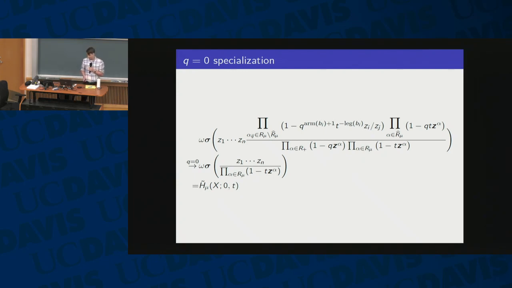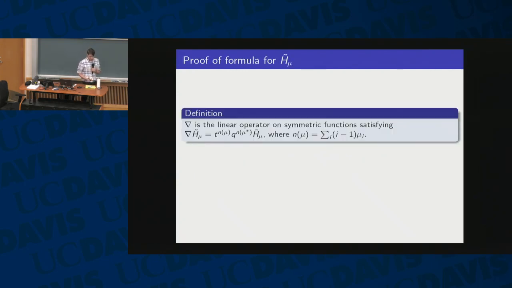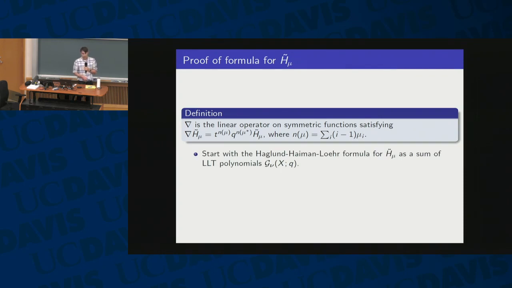Okay, so now let's talk about how we actually arrived at this and demystify that extra factor that's showing up in the numerator there. To do that, we'll need this nabla operator. The MacDonald polynomials are eigenvectors for it, and it has a qt monomial eigenvalue. That's pretty nice. And then we'll start with something called the Haglund-Heyman-Lohr formula for a modified MacDonald polynomial written as a sum of LLT polynomials in a qt positive way. And I'll get into what LLT polynomials are in the next slide.